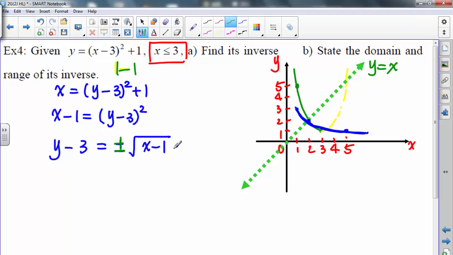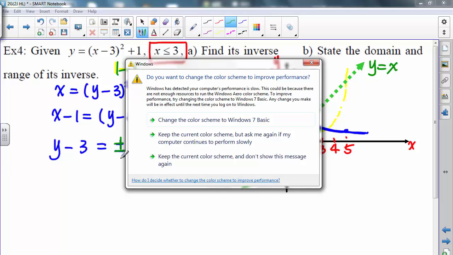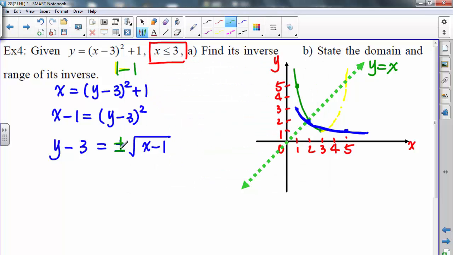So right now, we need to think about a question. Which solution should we choose? Should we choose plus or minus? Okay, you look at this blue graph, you will see all the y values should be less than 3. So that means I will choose the minus sign for the square root. So this inverse function is y equals 3 minus the square root of x minus 1.